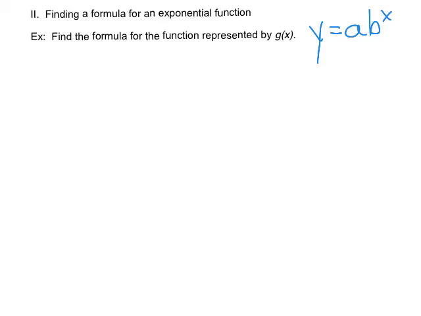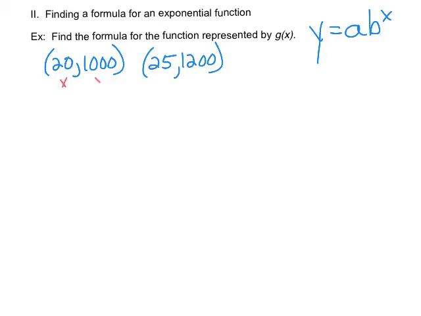That table gives you a bunch of x's and y's. I can pull from that table, if you flip back and look at it, two coordinates. I'm going to pull 20 and 1000. That's one coordinate I can get from the table. And I'm going to pull 25 and 1200. That's the second coordinate. You could have pulled any two pair. So I have x's and y's. I need to find a and b. I'm going to show you how to do that.